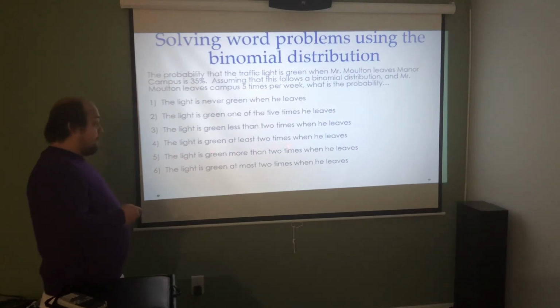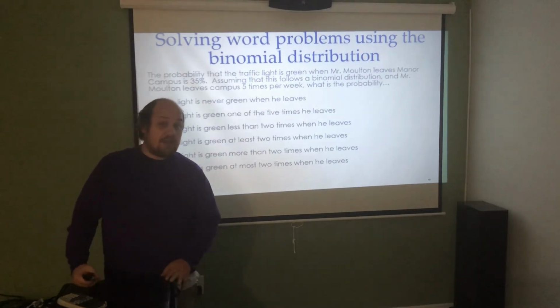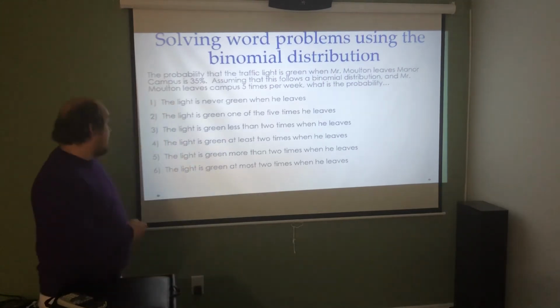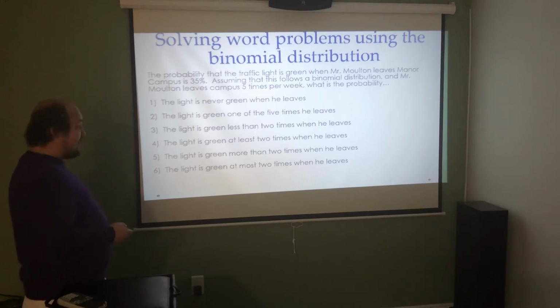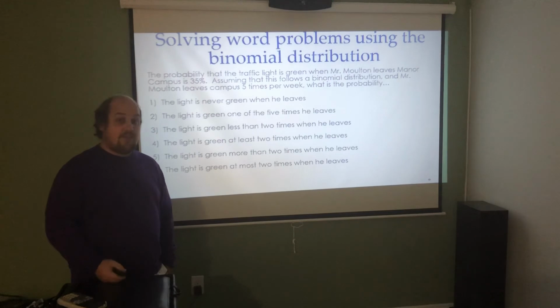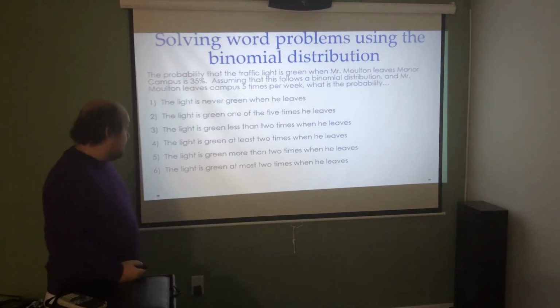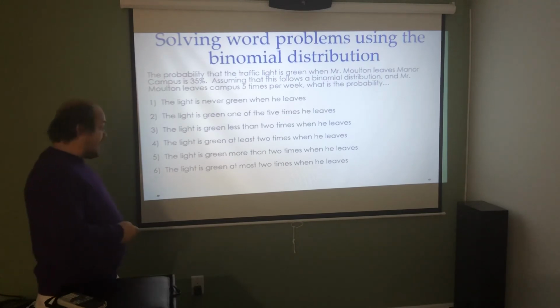The light is green more than 2 times when he leaves. More than 2 times just changes this ever so slightly. More than 2 now only includes 3, 4, and 5. It no longer includes 2. So to answer this question, I'm going to need to run the probability formula one more time, for the value 2. When I get the probability of it being green exactly 2 times, I can then use that as well as the probabilities for 0 and 1 to combine those 3 and subtract it from 100% to answer this question.